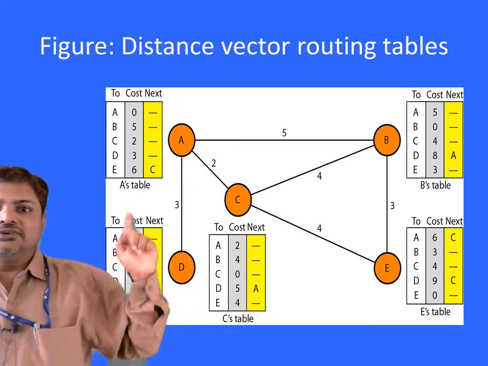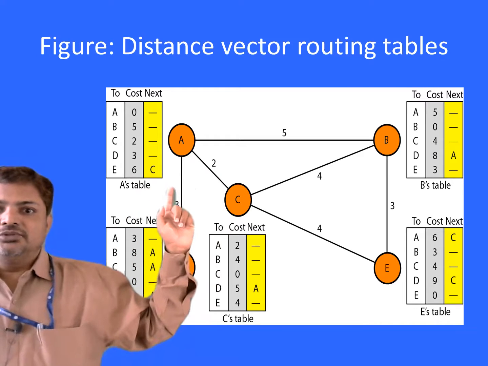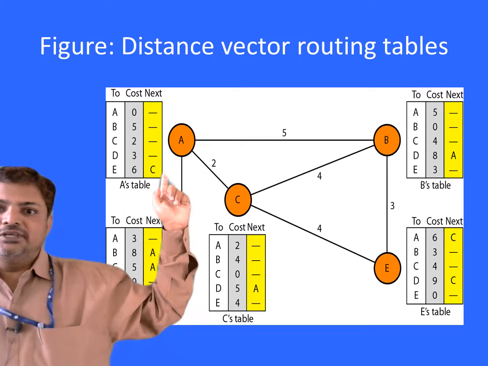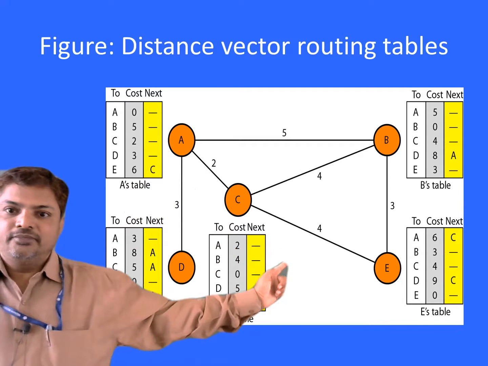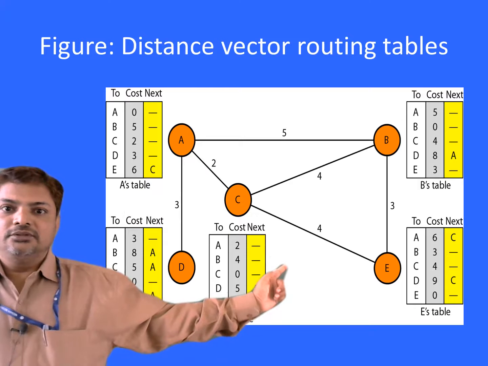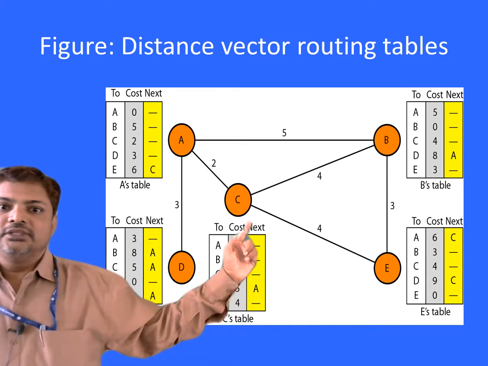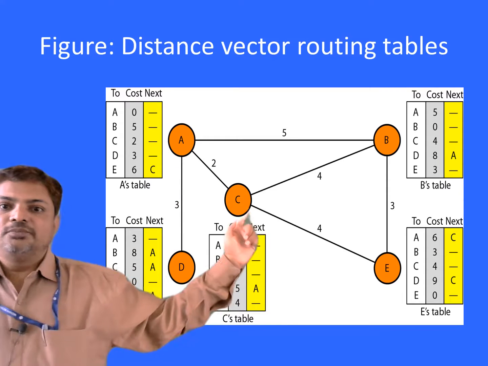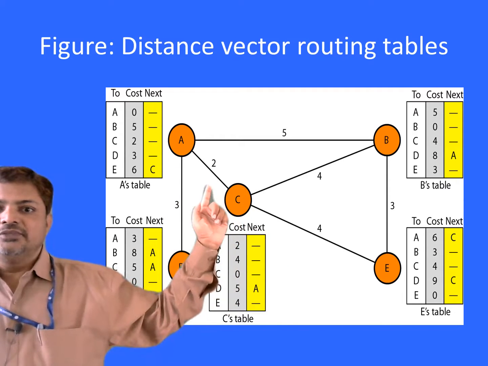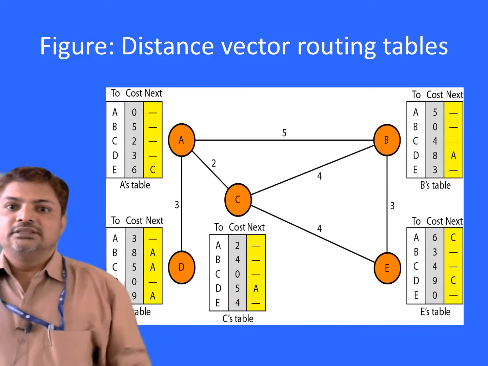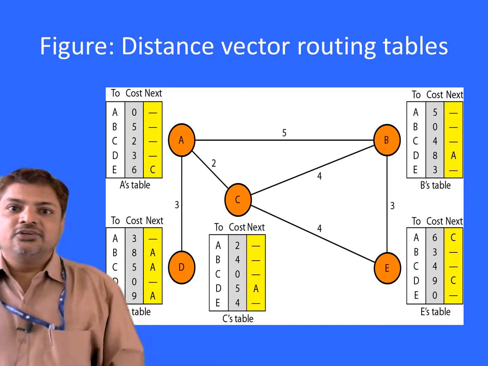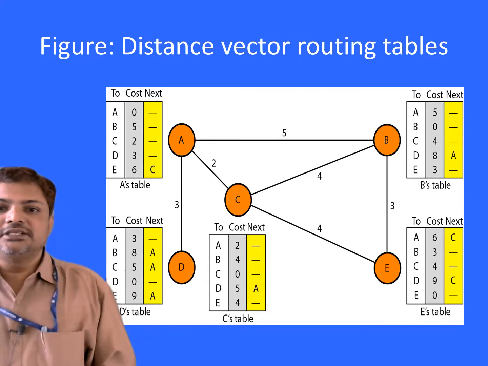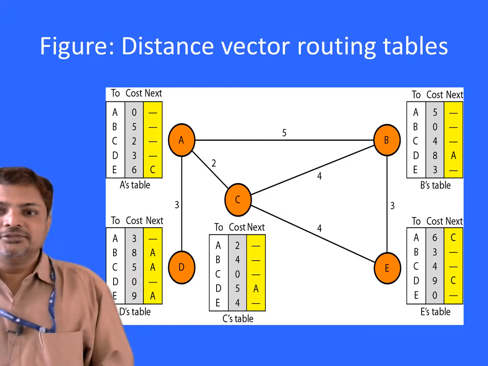3. And the cost from A to E is through node C. That's why the third column, the next column, is C here. A to E is through C, and the total cost is 2 plus 4, which is 6. So the cost from A to E is 6. This is how the tables are filled. It has 3 columns: to, cost, and next. Similarly, the other tables are filled like this.